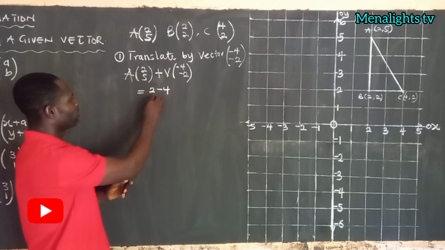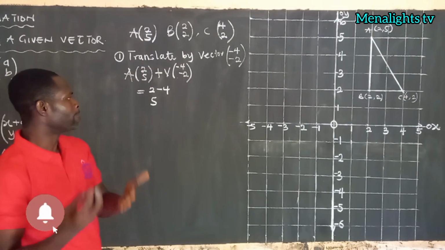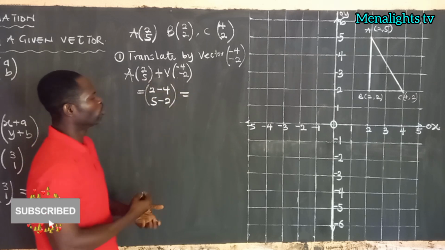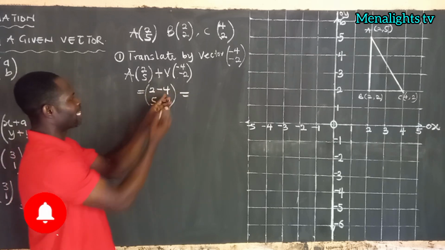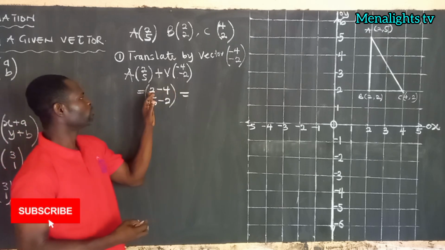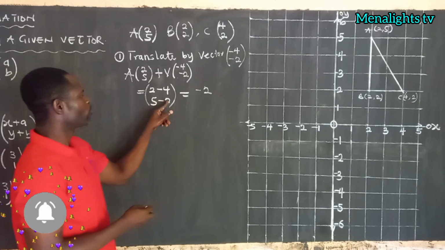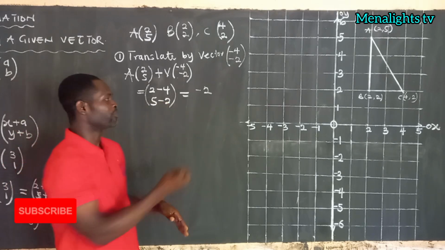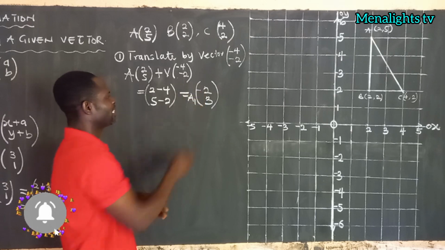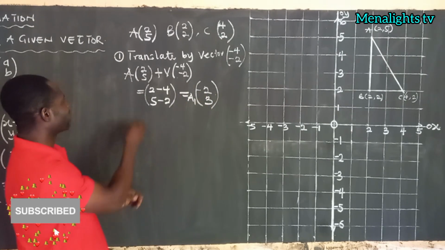Then 5 plus -2 becomes what? 5 minus 2. So by doing so, when you deduct 4 from 2, you'll be left with -2. And then when you deduct 2 from 5, then you'll be left with what? 3. So here, our A1 is (-2, 3).